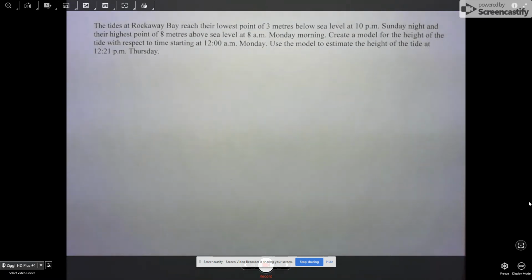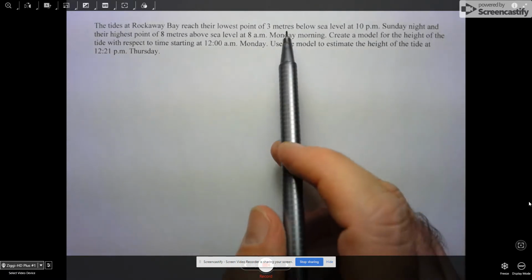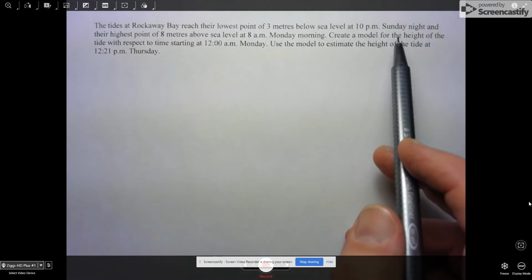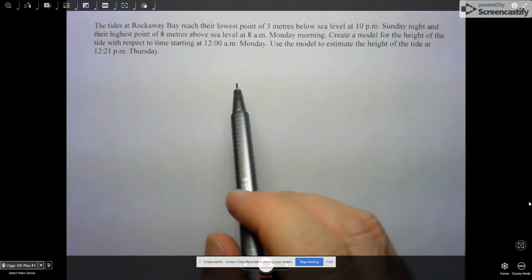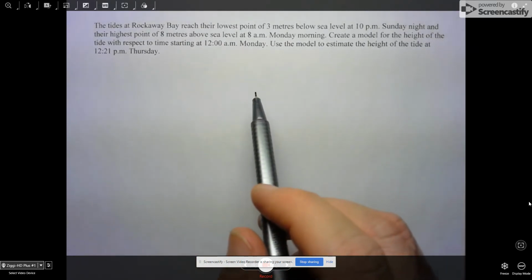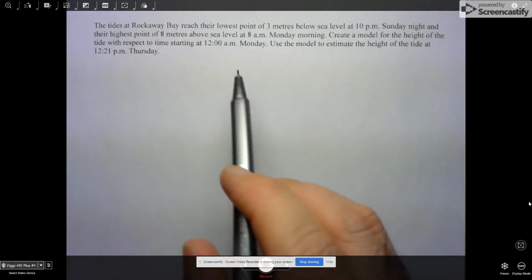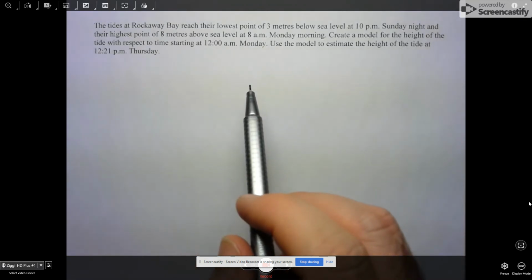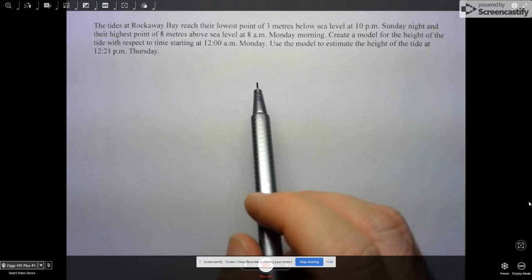So there's the tides that have a lowest point of 3 meters below sea level, which occur at 10 p.m. Sunday night, and then their highest point of 8 meters at 8 a.m. the next morning. And they want us to create a model for height with respect to time starting at 12 a.m. Monday. Okay, and they say use the model to estimate the height of the tide at 12:21 Thursday.